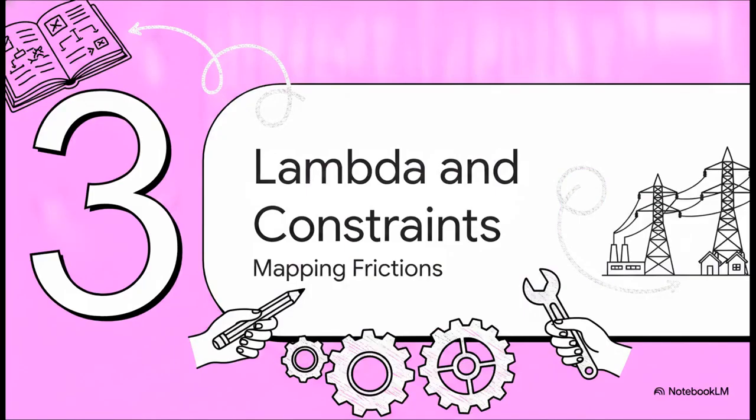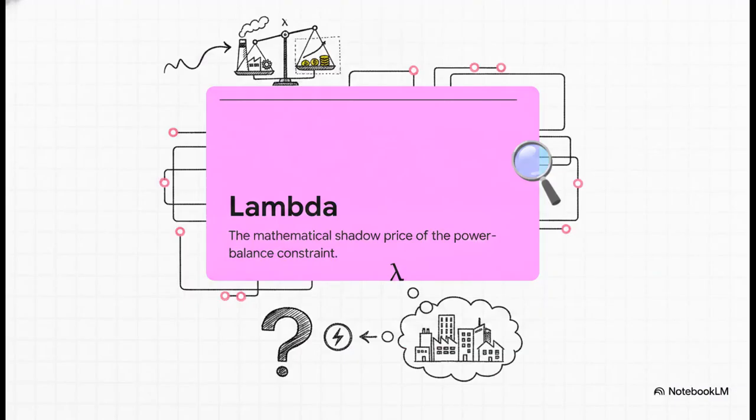Which brings us to Section 3, Lambda and real constraints. Mapping frictions. Because as we all know, a perfect, unconstrained grid doesn't actually exist outside of a textbook. Here's where we really need to get our definitions straight. Lambda is a coordination quantity inside our mathematical model. Specifically, it is the shadow price of the power balance constraint.